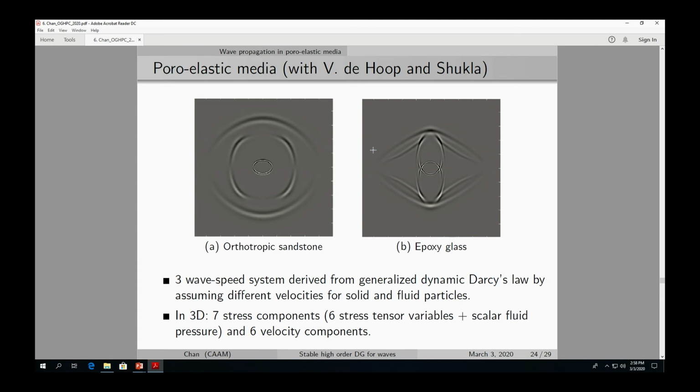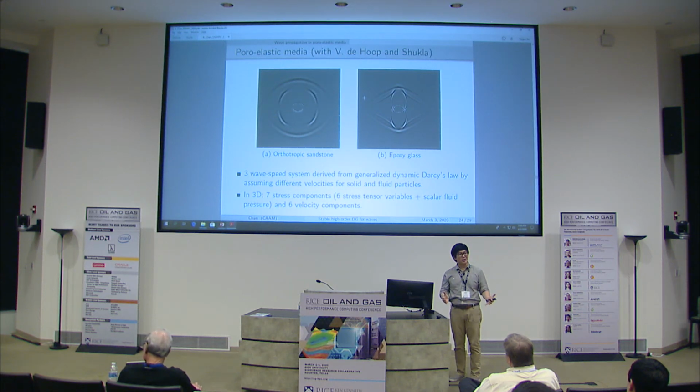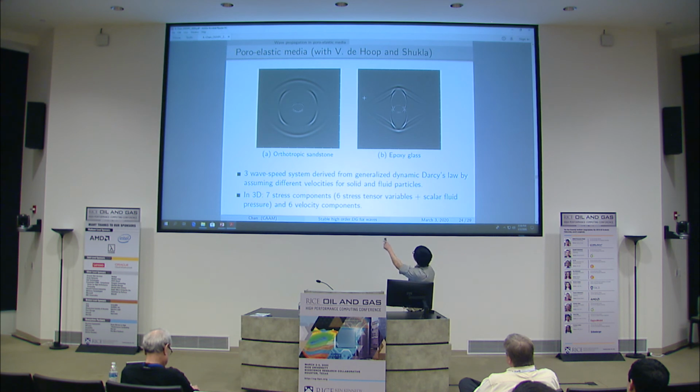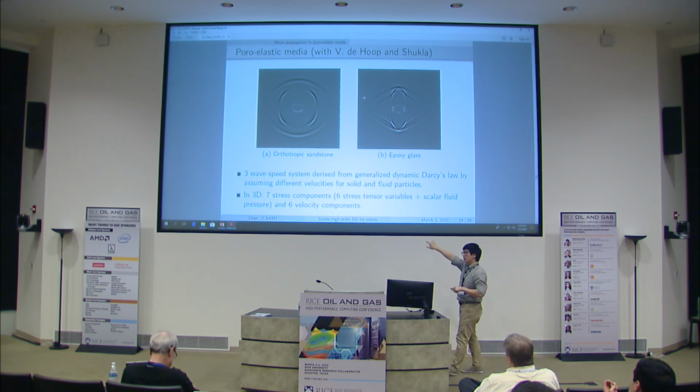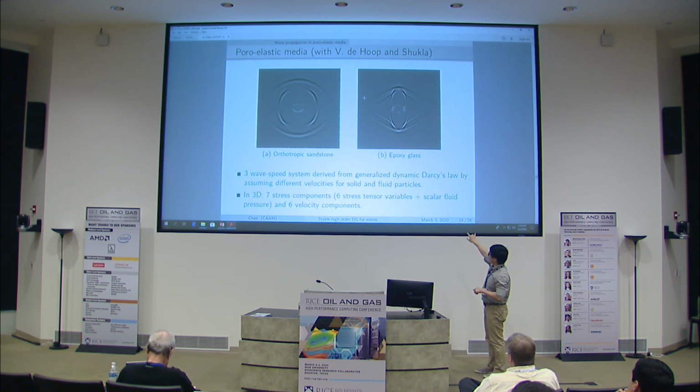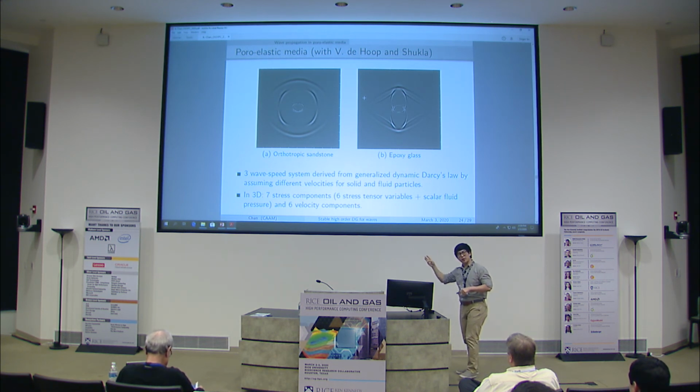This was maybe one of the most straightforward extensions of a method I have ever seen. And I'm very grateful to Dr. de Hoop and Kamraj Shukla for helping me put this together. So a poro-elastic system is basically an elastic system with just a few more variables. What you'd have are 7 stress components: the 6 stress components in an elastic system, plus a scalar fluid pressure, which is separate. And instead of having 3 velocity components, now you have 6 of them.